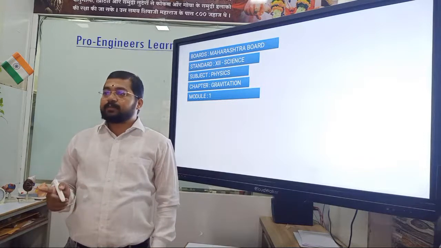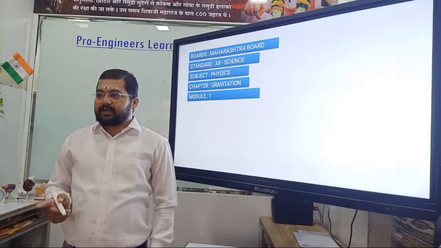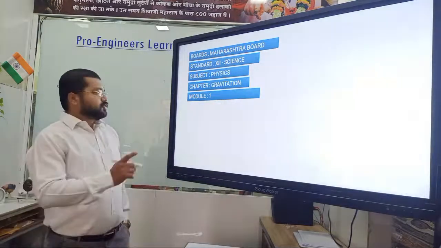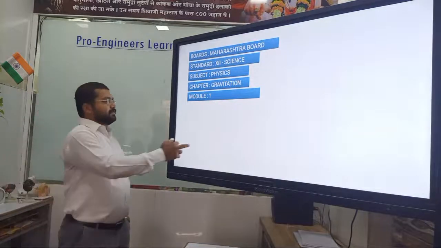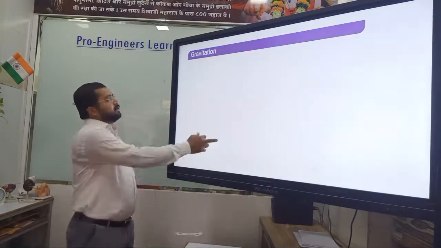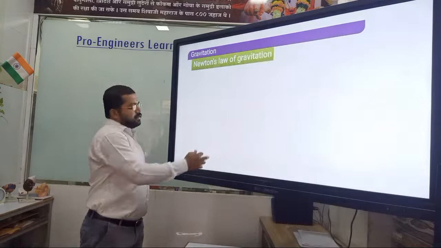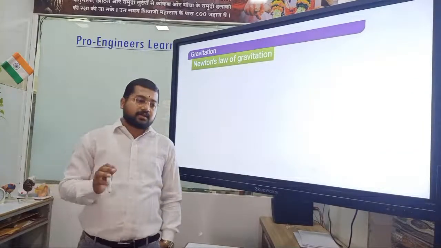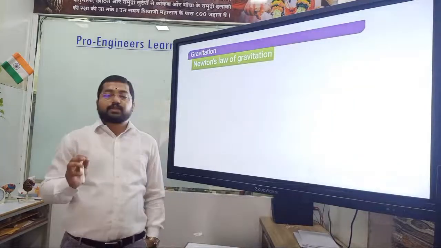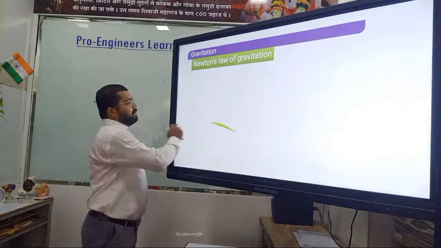It is from NCERT or CBSE. So today we need to start with module number 1, that is gravitation. Now, whenever we are talking about gravitation, there must be a first law in our mind, that is Newton's law of gravitation.